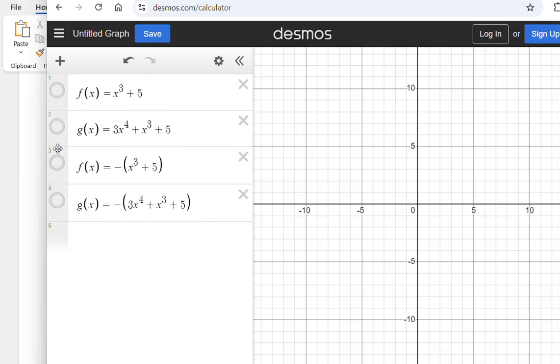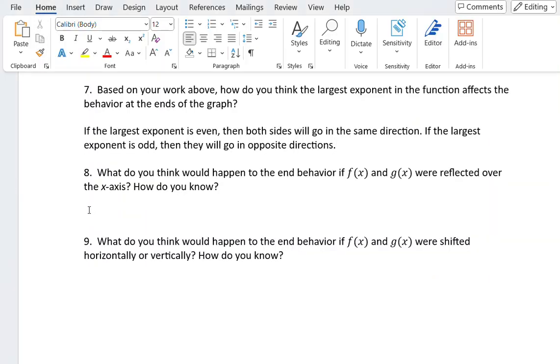If I look at my other graph, when it's reflected over the x-axis, now both sides are pointing downward. So as x increases, y is going to decrease, and as x decreases, y is going to decrease. So I will say it flips.